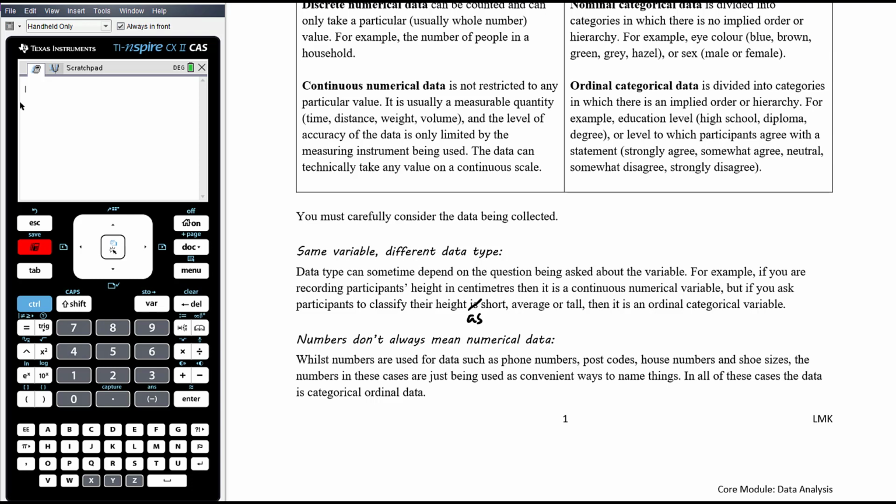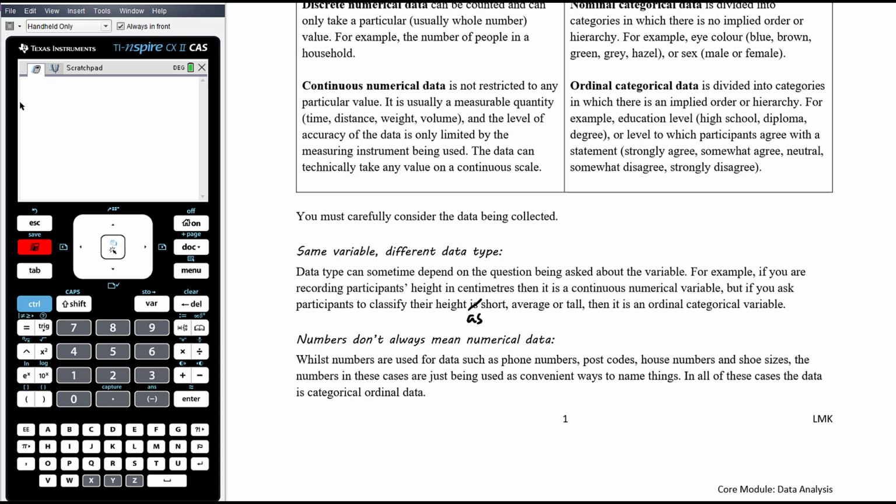So you do need to know that information as well. Obviously, if you were just asked about height, you would assume it's being given as a measurement, but the point is that you do need to know what's actually being recorded to be able to be clear about what the data type is. The other thing I touched on before is that numbers don't always mean numerical data. For example, we use numbers for things like phone numbers and postcodes and house numbers and shoe sizes. And really, in this case, they're just being used as convenient ways to categorize things or to name things.